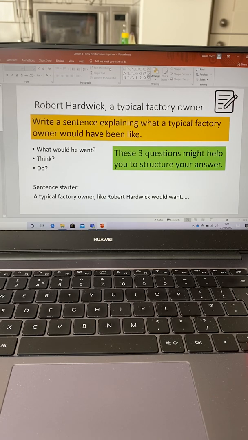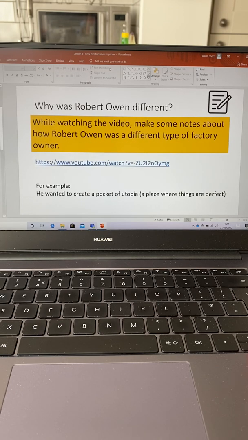The reason for doing that is because we're going to compare him to someone called Robert Owen. So we've got a little bit of a YouTube clip to watch about Robert Owen, and we'd like you to make a few little notes. You've got one to start you off there. He wanted to create a pocket of utopia. Utopia means a place where things are perfect. So clearly he already sounds like a far better, kinder, more caring factory owner. So that's that task.